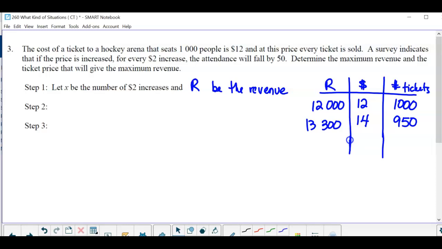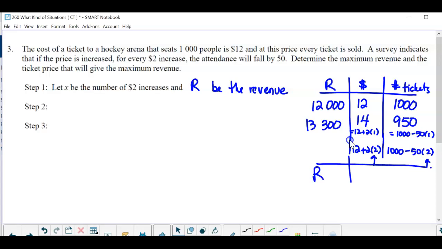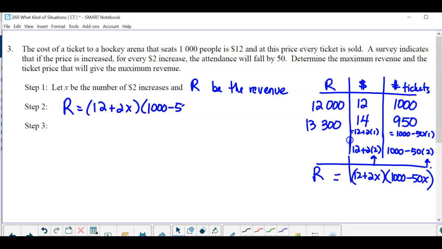So this would be 12 plus 2 times 1. The next one would be 12 plus 2 times 2. And that would be for here, 1,000 minus 50 times 1. This would be 1,000 minus 50 times 2. So these are your X values. So your general case R is 12 plus 2X times 1,000 minus 50X. Okay, so that's going to be your revenue equation.